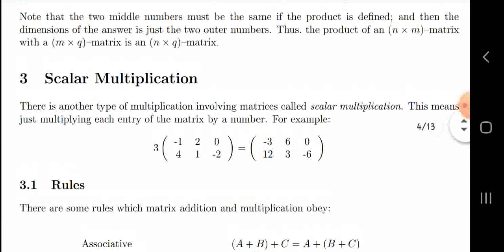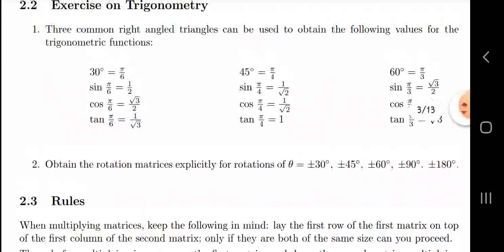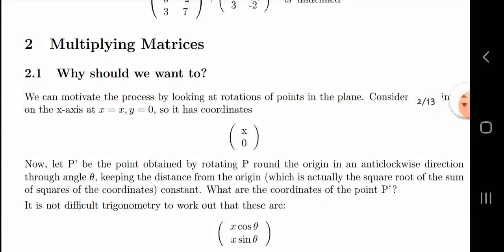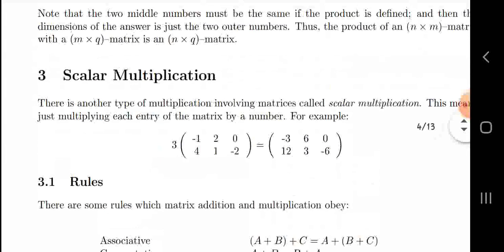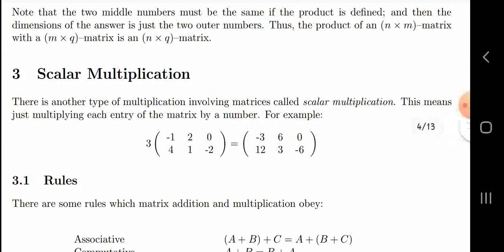Next, now till here you learned about addition and subtraction. Till now you learned about the addition and multiplication in the matrix. So now you are going to learn the next multiplication technique, which is scalar multiplication. There is another type of multiplication that involves a matrix, that you can say is scalar multiplication. So what does this mean? Just multiplying each entry of the matrix by a number.